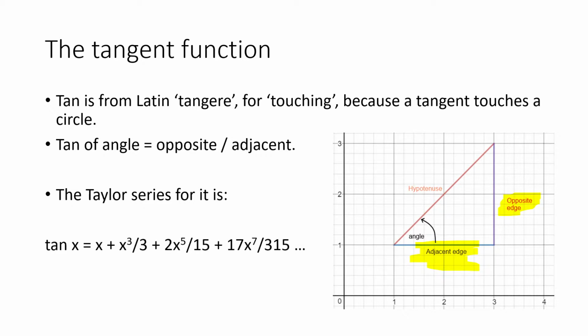The Taylor series for that, it's a bit complex. If you want a tangent of x, you start with x, add on x cubed over 3, add on 2x to the power 5 over 15, add on 17x to the power 7 over 315, etc. That one doesn't follow as obvious a pattern. Those numbers that you're dividing by are Bernoulli numbers, so they have to be calculated in advance. It's definitely the hardest one to work out by hand, but it can be done.